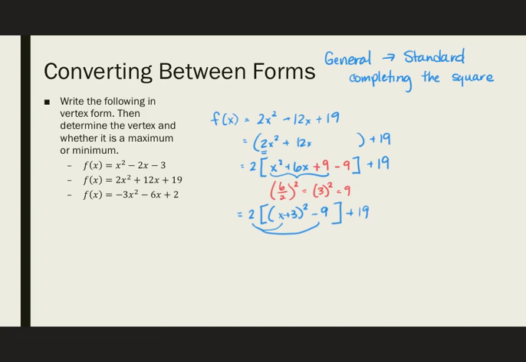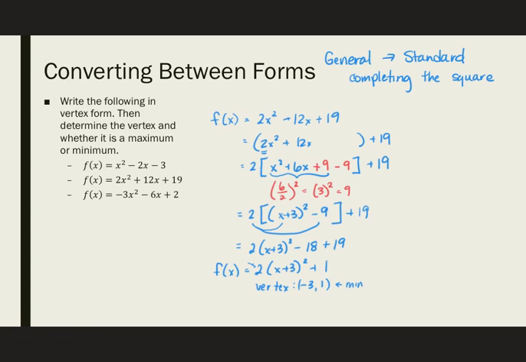I add. So this is going to be 2 times x plus 3 squared minus 2 times 9, which is 18, plus the 19 at the end. And now that I've multiplied it, I'm allowed to worry about adding those together. So in vertex form, this is going to be 2 times x plus 3 squared plus 1. So our vertex is at negative 3, positive 1. The number out front is positive, so this is a minimum.